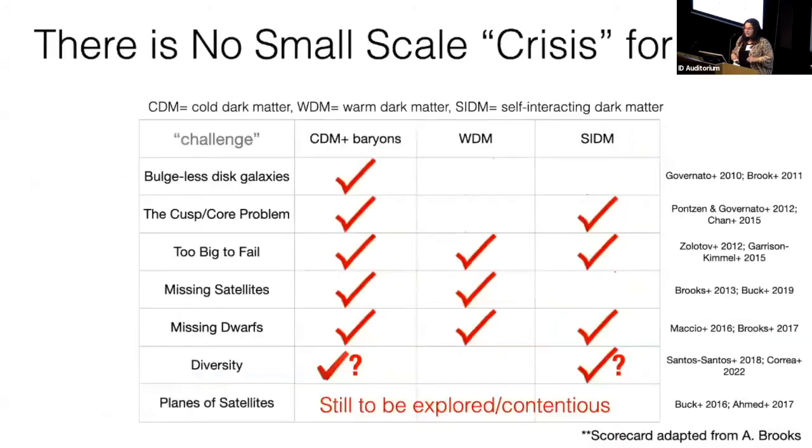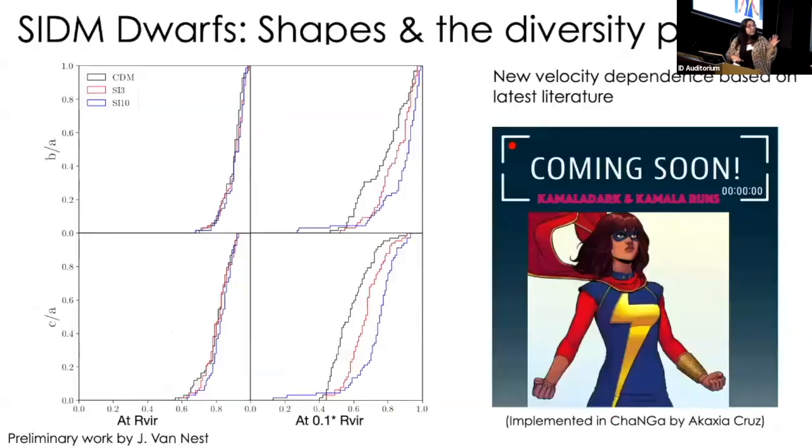And so Akaxia talked about some of the small scale crises for dark matter, and I borrowed this scorecard from Allison. And cold dark matter with baryons can solve things, but so can some alternative dark matter models, which is why we are studying SIDM in Chang'e. And in particular, in collaboration with Akaxia, using her fantastic new velocity dependence, we are looking into the shapes of dwarf galaxies as an indicator of SIDM versus CDM, because those interactions in the centers of these dwarf galaxies will sphericalize the shape of the galaxy in the dark matter halo towards the center, as is shown in this picture by my grad student, Jordan.